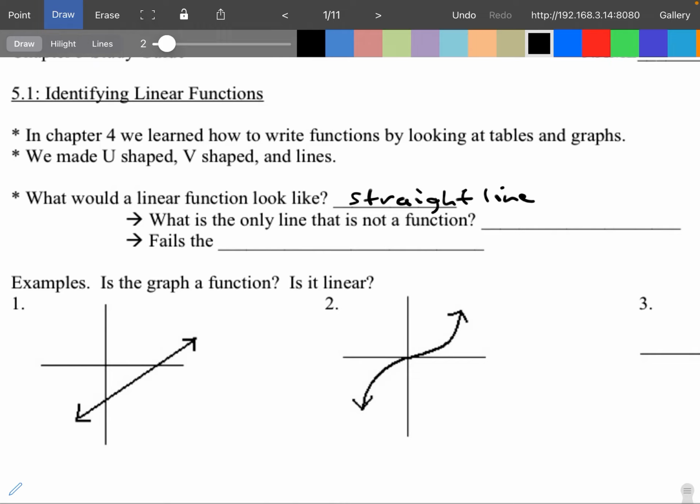And below that it says, what is the only line that is not a function? Well, we said in our definition of a function, for each x there has to be exactly one y, right? And so when we were looking at the graphs, you could not have one point directly above or below another point, right? So that means a vertical line would be the only line that's not a function. So that second blank there is vertical line.